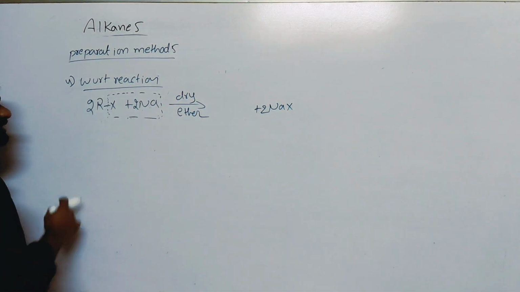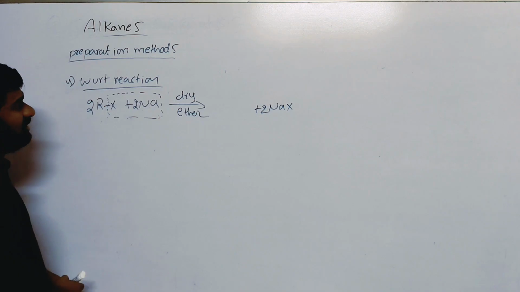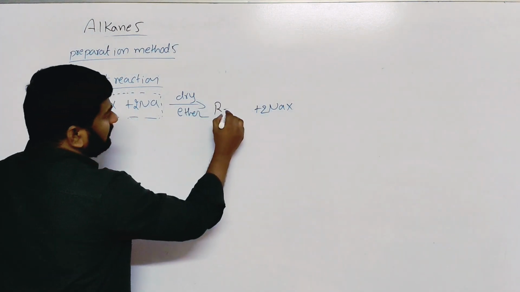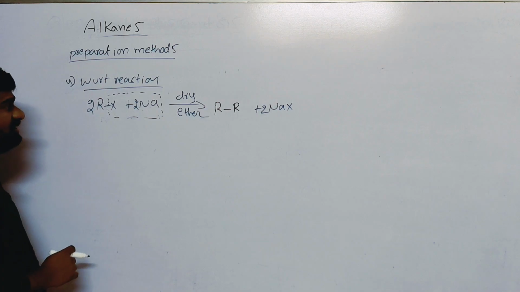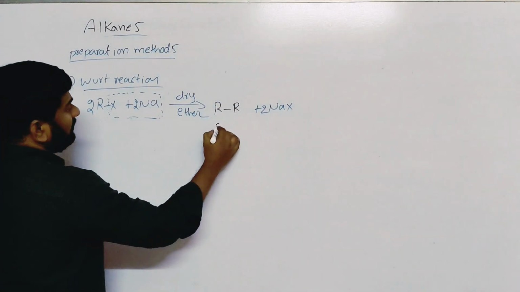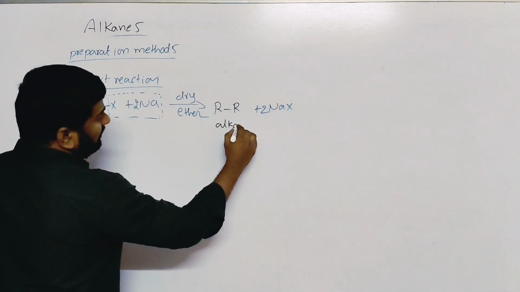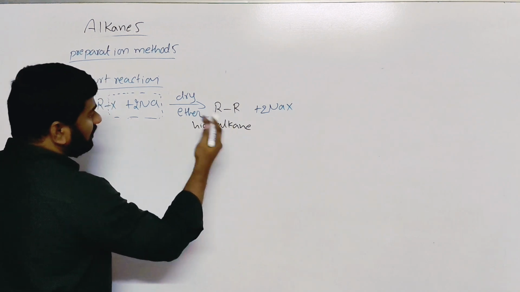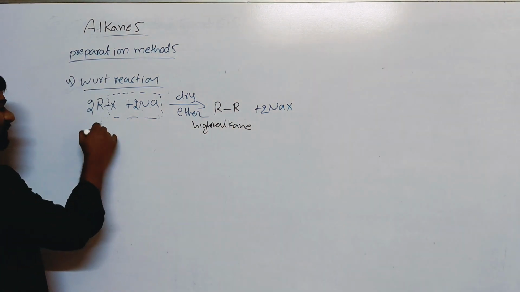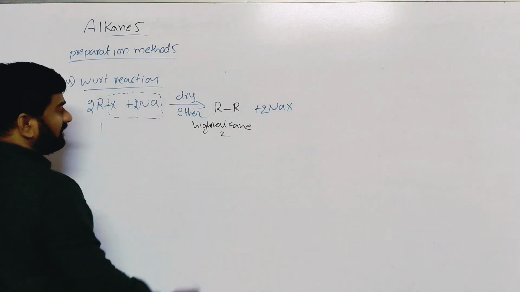Next, how many alkyl groups are there? 2 alkyl groups are there. If the 2 alkyl groups are connected with a bond, what do you get? You get an alkane. Which alkane? A higher alkane. Higher means more carbons. Here one carbon is present, so you will get an alkane containing 2 carbons.